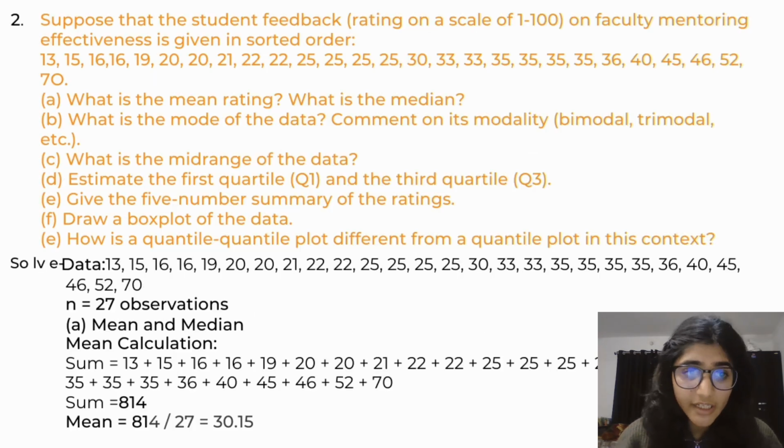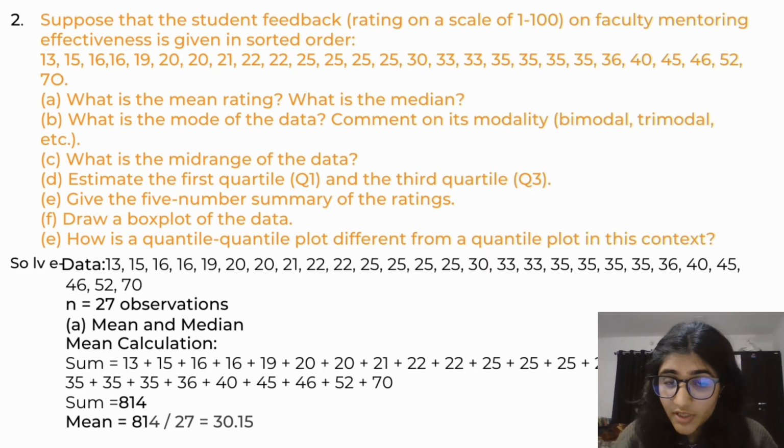Now, moving on to the second question. The second question is: suppose that the student feedback rating on a scale of 1 to 100 on faculty mentoring effectiveness is given in sorted order, that is 13, 15, 16, 16, 19, 20, 20, 21, 22, 22, 25, 25, 25, 25, 30, 33, 33, 35, 35, 35, 35, 36, 40, 45, 46, 52, and 70.